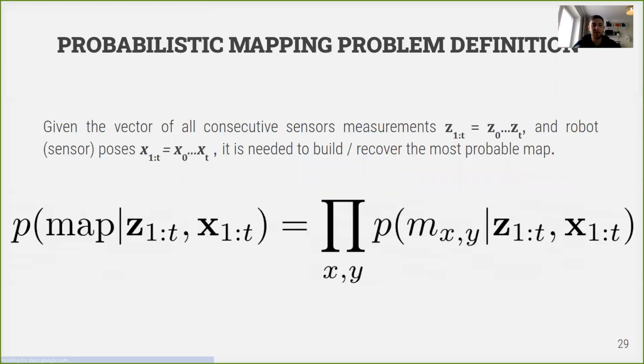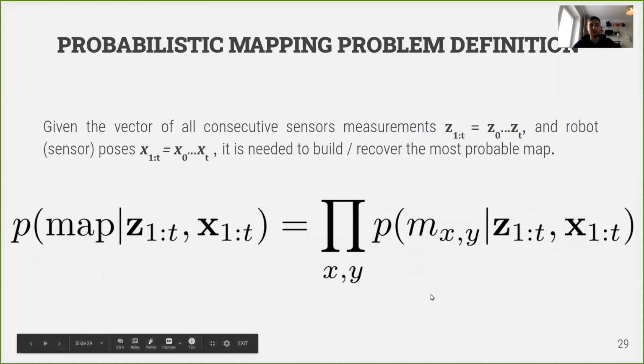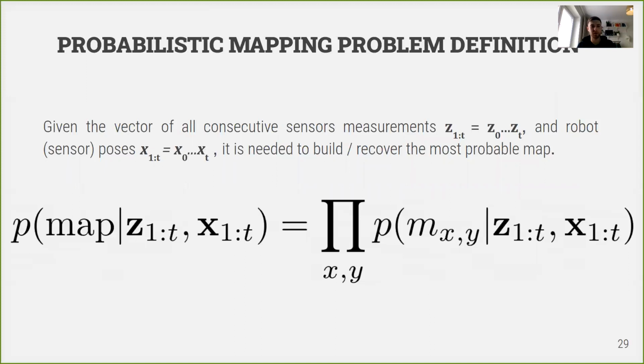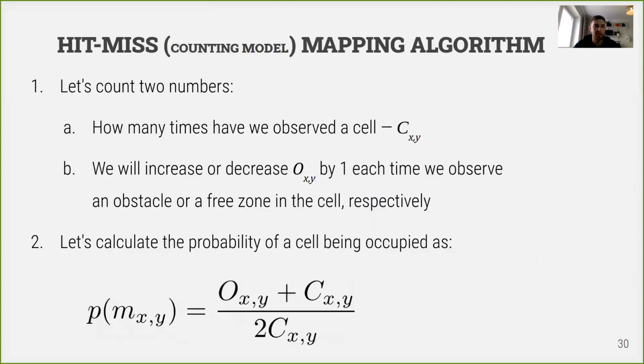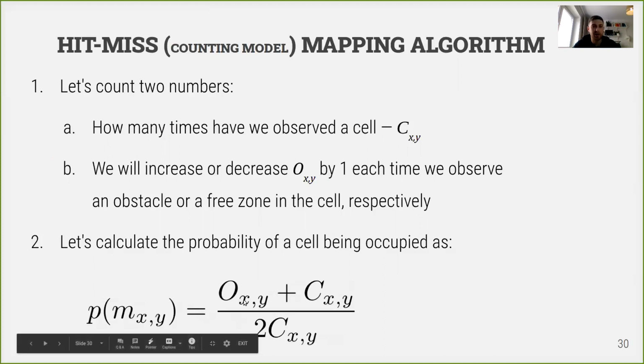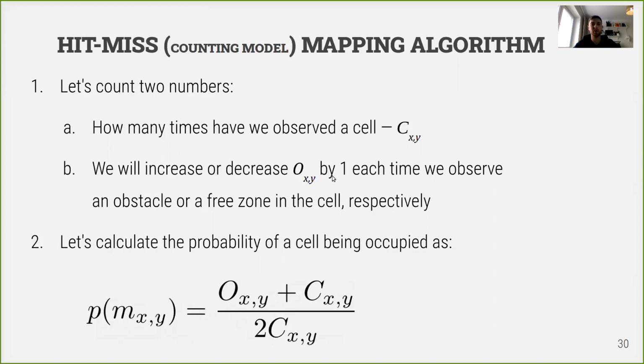And we will discuss several algorithms which allow us to solve this problem, the same as we discussed in localization, where there is the Kalman filter, the particle filter, and many more. There are also several types of algorithms used to build occupancy grid maps. The first and simplest type of algorithm, which you can come up with on your own, is called the hit-miss mapping algorithm, or mapping algorithm with counting model.